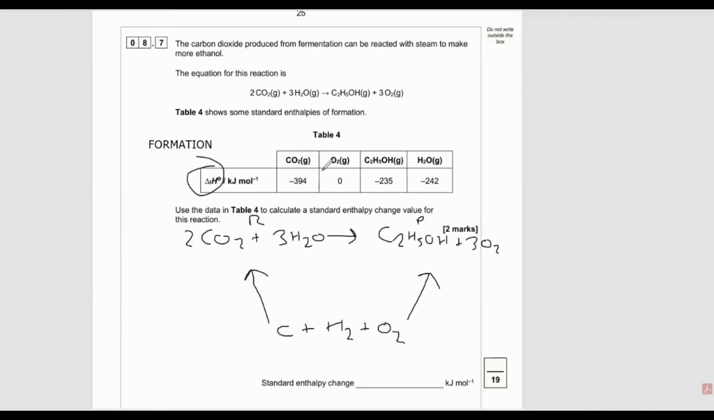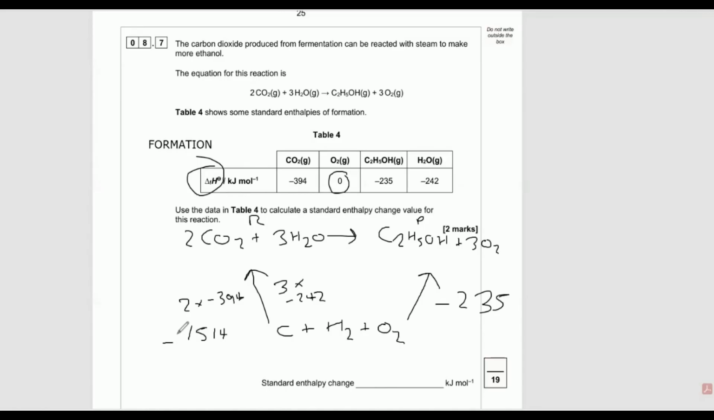There's no need. I need 2 carbon dioxide, so I'm going to go 2 times minus 394. There's a reason these arrows are key for me. Some people do this in their head and they don't need them. And then I've got H2O and I've got 3, so 3 times minus 242. And then over on this side, oxygen is zero in its elemental form. We don't worry about that. But the ethanol is minus 235. Now, I'm going to add all of this together. This makes minus 1514.